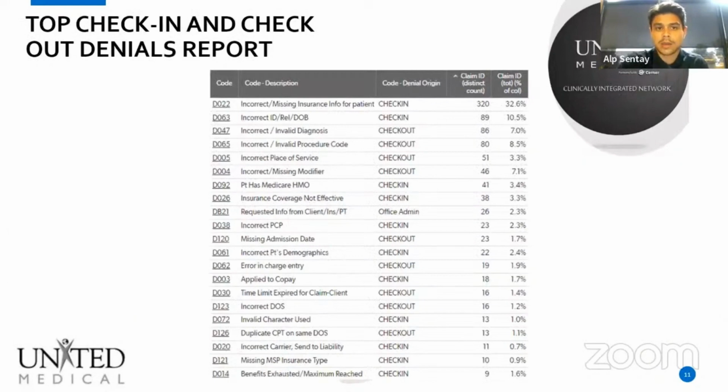And then we have the same report with a little bit more explanation, but this is showing the total number. We can also divide these by months as well, but this also includes what kind of decode we use and the code's description as well. So at the top of our list here, we have a check-in related denial, which was at 320 denials for the last 3 months for this client, which is the incorrect or missing insurance information for patient. And this is check-in related. Then the second one on our list is a D063, which is incorrect ID, relationship, date of birth. This is again check-in related. There were 89 of these, and the list keeps going on like this.